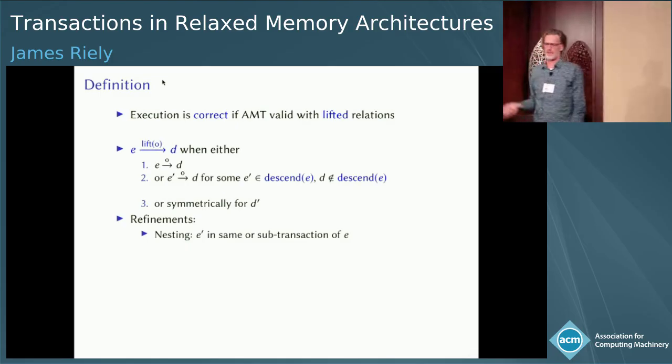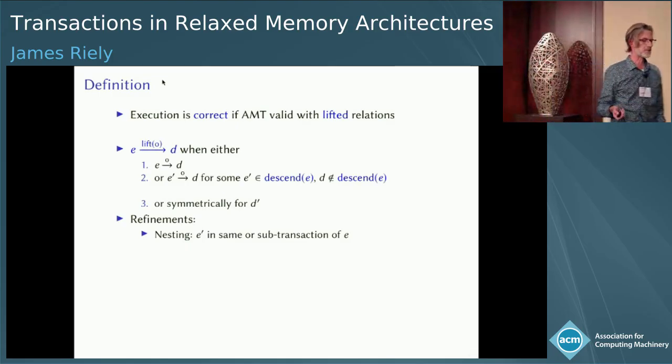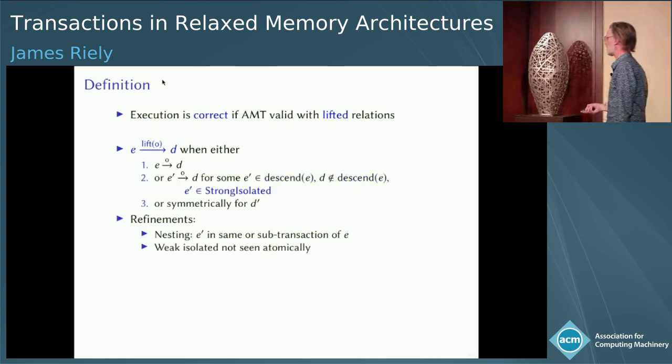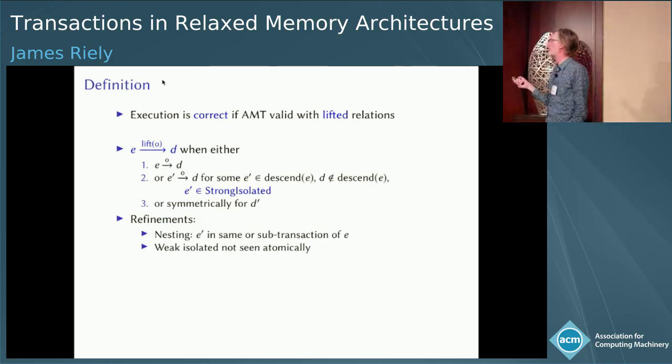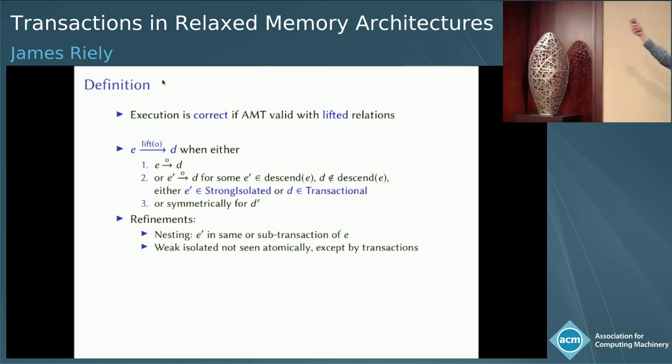To get nested transactions, all we have to do is be a little bit more generous in our notion of what it means to be in the same transaction, put a little hierarchy in there, and that solves that. What we have here, as I said, is strong isolation. If we want weak isolation, then we need to put some caveats in here. So we don't want to lift transactional events that are in weakly isolated transactions, unless, of course, we're relating them to another transactional event, okay? In which case, they need to be ordered. All right? So that gives you weak isolation.